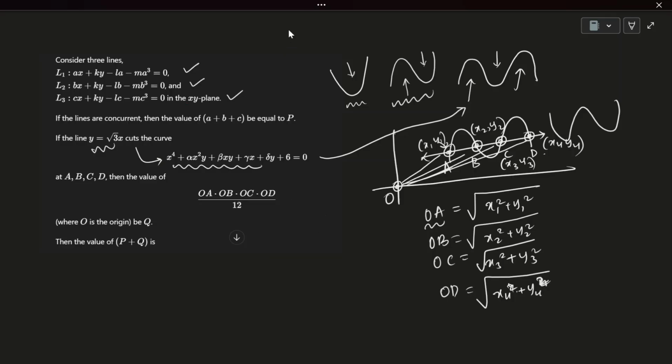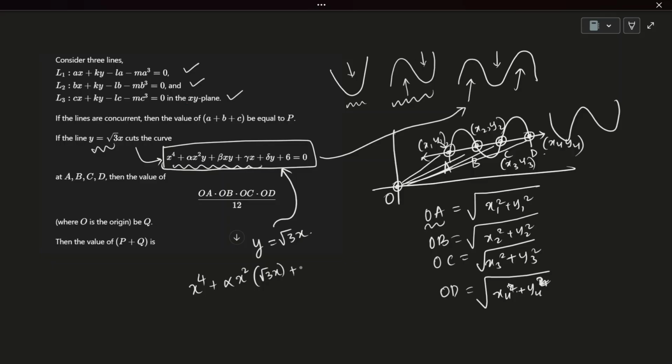So here this line is intersecting the curve, right? That line is given by y equals root 3 x. So now I am going to substitute y equals root 3 x in the given equation. Here it will be x to the power 4 plus alpha x squared times y, where y will be root 3 times x, plus beta times x times y, y is again root 3 x, plus gamma x plus delta y, so y is root 3 x, plus 6 equal to 0.